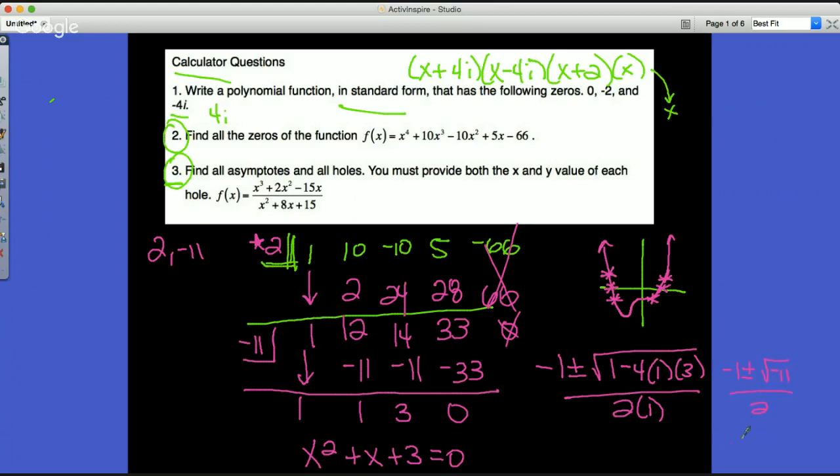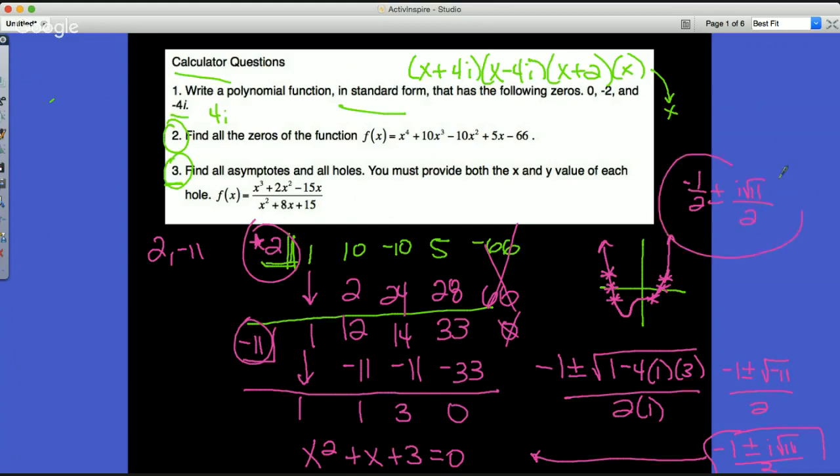This square root of negative 11, we could actually transform it so that now it's i times the square root of 11 all over 2. And what we've done now is we've set up two different solutions that are linked with both negative 11 and 2. You could leave this as is, or you could put it as negative 1/2 plus or minus i root 11 over 2. Either of those options would be sufficient.